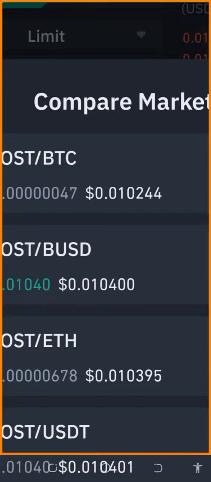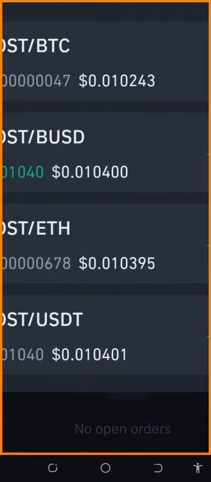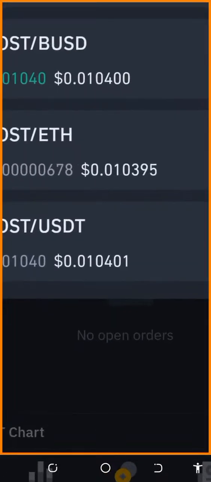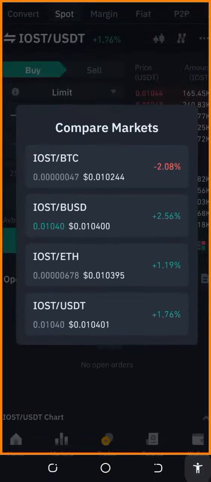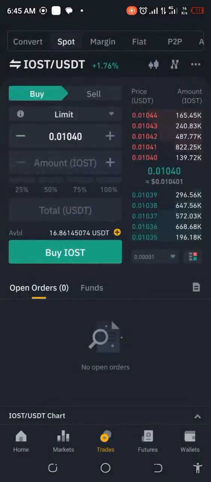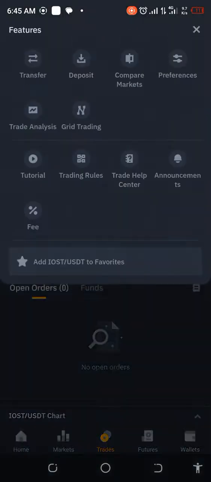It was supposed to be 0.0104, almost the same value of what we're doing now. And at this point, BTC went up a bit, and you can see here that USDT now is 0.0104. Now let's go back and see how much we bought IOST with USDT.